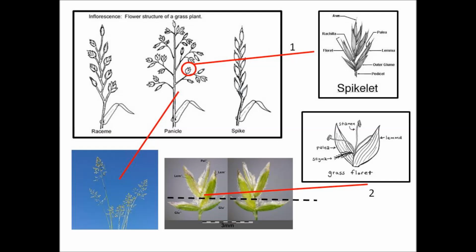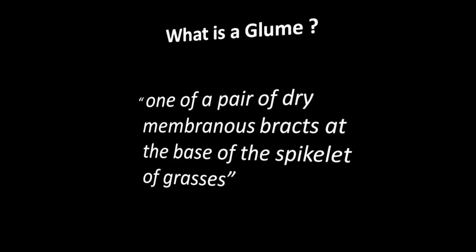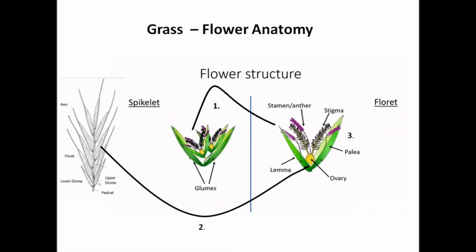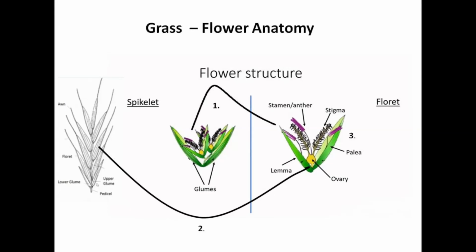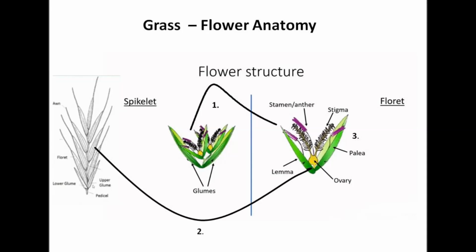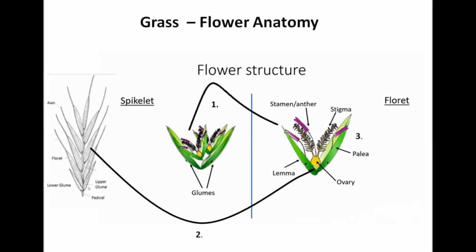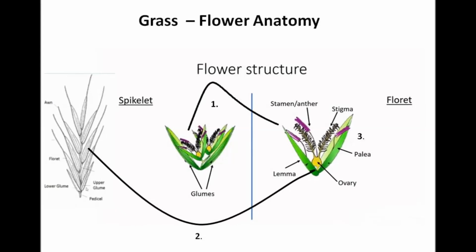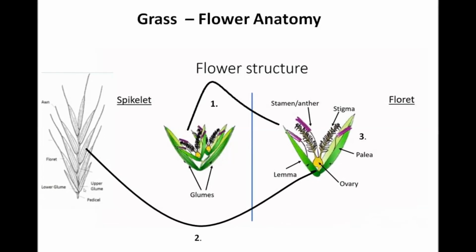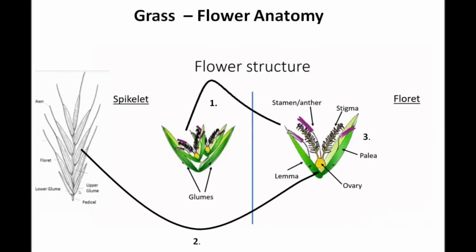But first, what exactly is a glume? A glume is one of a pair of dry, membranous bracts at the base of the spikelet of grasses. Confused? Fear not, let's do a virtual teardown. If we remove the glumes from the base of the spikelet on the left containing multiple florets, we are left with the typical inflorescence or floret of a grass.